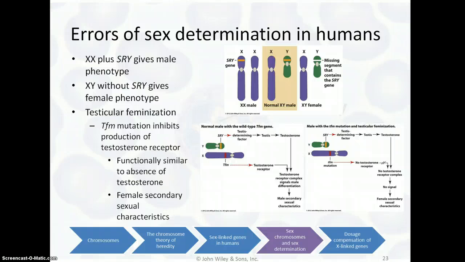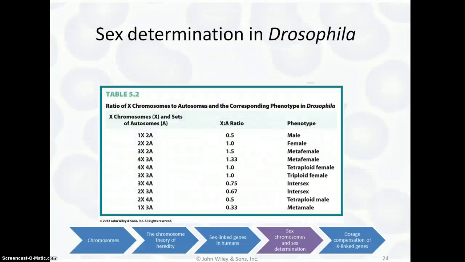And a famous actress is actually an XY. She was born with XY chromosomes, and she has testicular feminization. That actress is Jamie Lee Curtis. So go ahead and Google her. You can find out more.